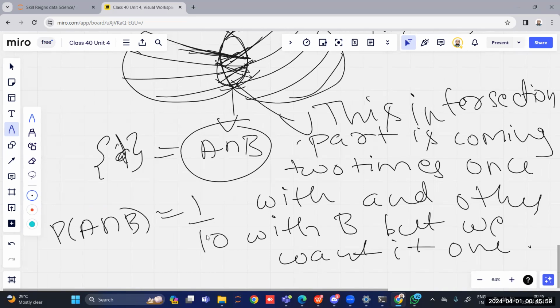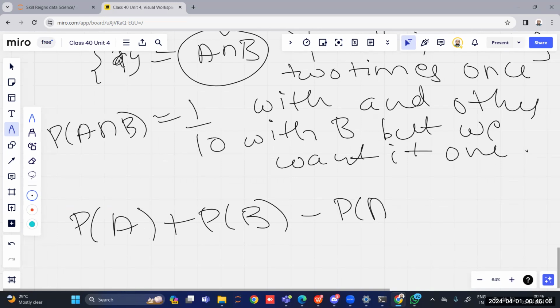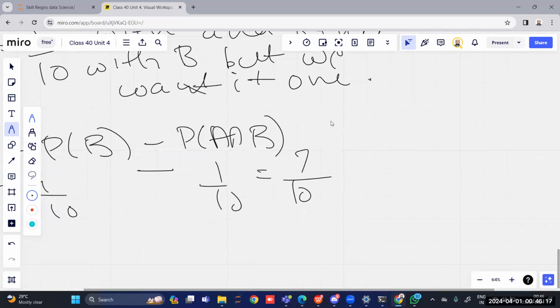Yes or no? So see, when we add probability of A and probability of B minus probability of A intersection B, it will be 4 by 10 plus 4 by 10 minus 1 by 10. So what is it coming? 7 by 10. Yes or no? Which is equal to probability of A plus B. So we have come to a formula.